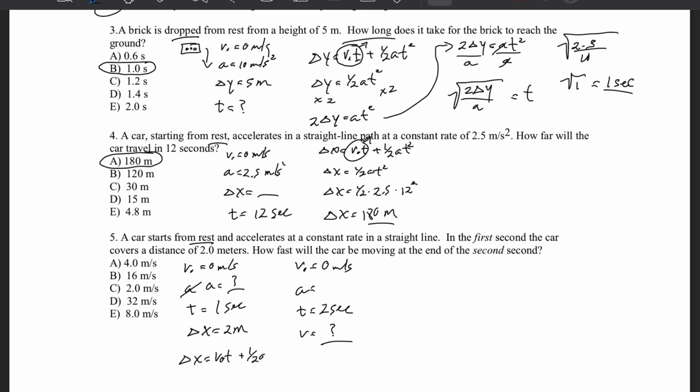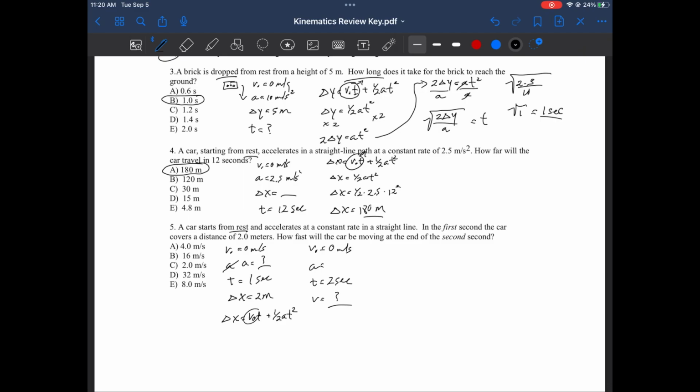Delta x is equal to V naught t plus 1/2 at squared. V naught t is 0 because V naught is 0. So delta x is equal to 1/2 at squared. Multiply both sides by 2, and you get 2 delta x is equal to at squared. Divide both sides by t squared, and that solves for a. So 2 times 2 meters divided by 1 squared. That should give us 4 meters per second squared for our acceleration.